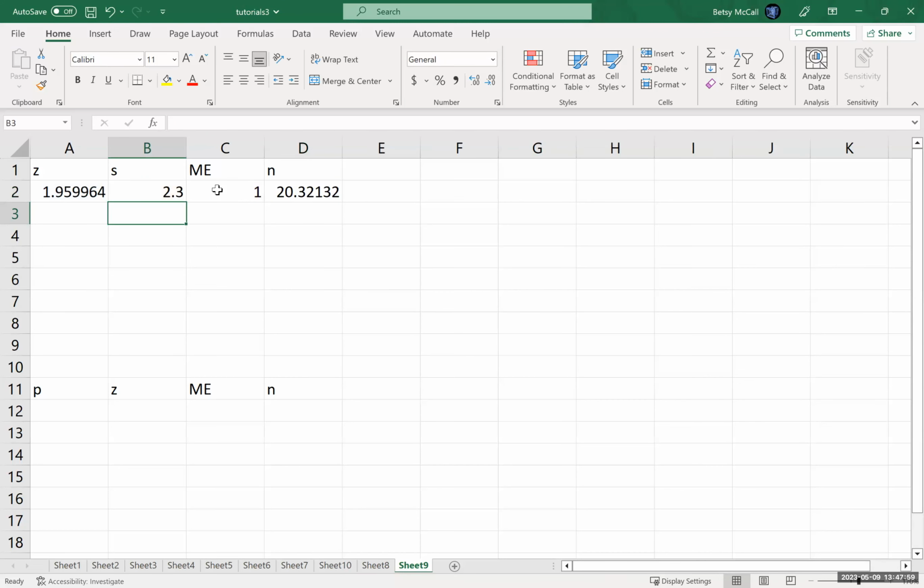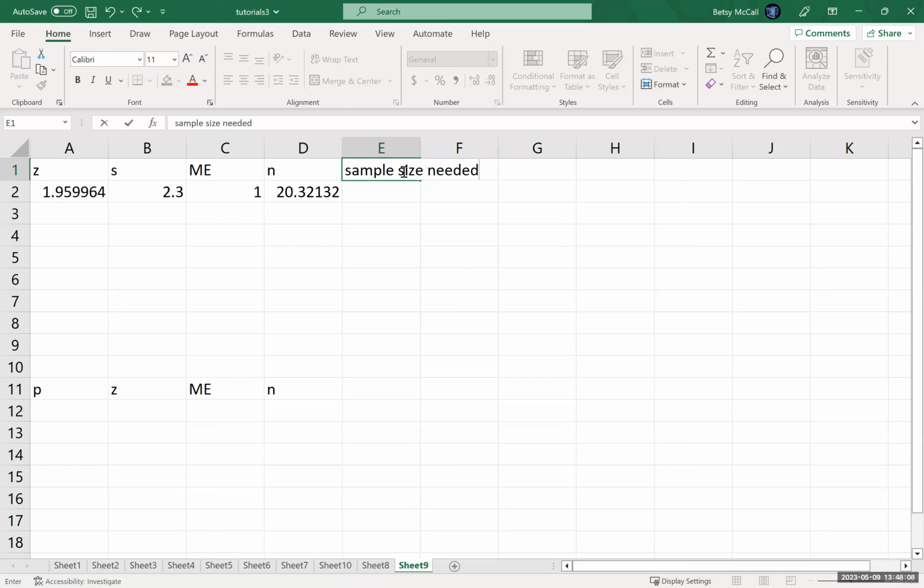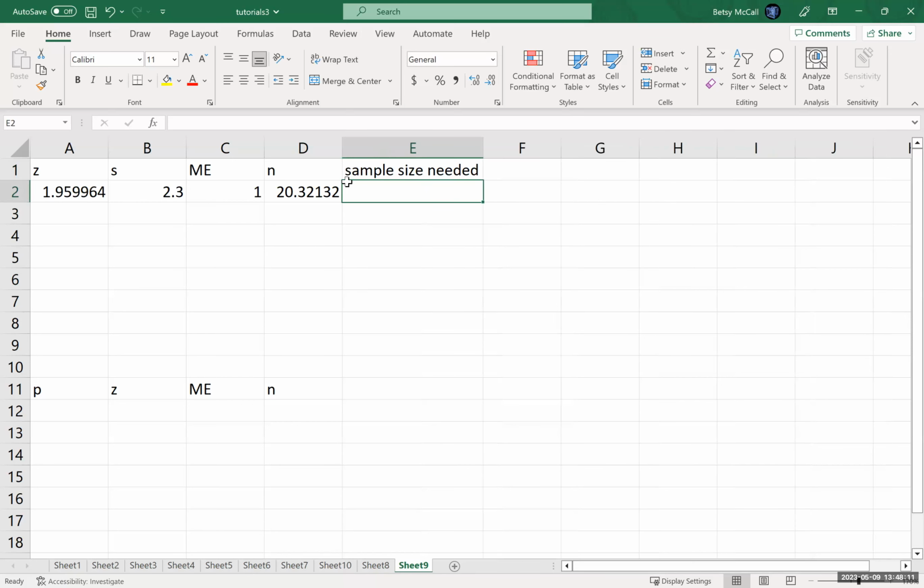Now, again, what does this mean? This means that the minimum value that we need is 20.3 to get this margin of error. And so we really want to get this margin of error to be 1 pound, not 1 pound and a little bit, but literally 1 pound or less. Then the sample size we need is 21. It is to round up, regardless of what this decimal place is.